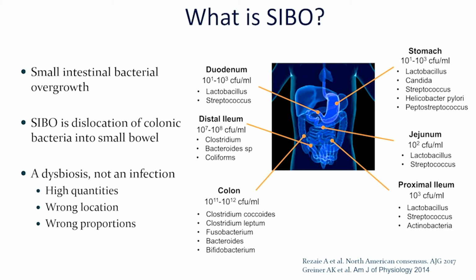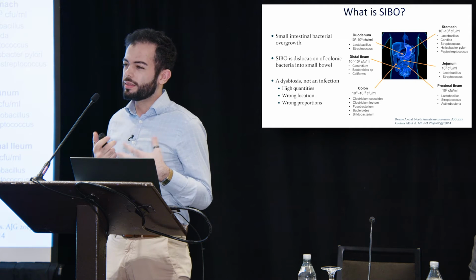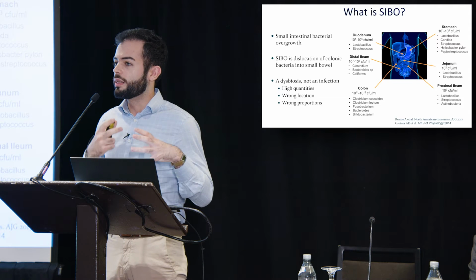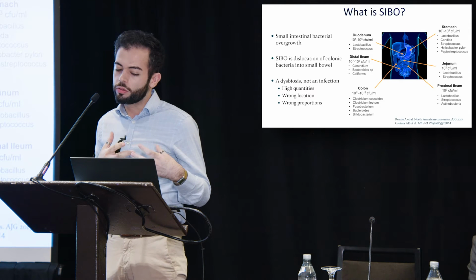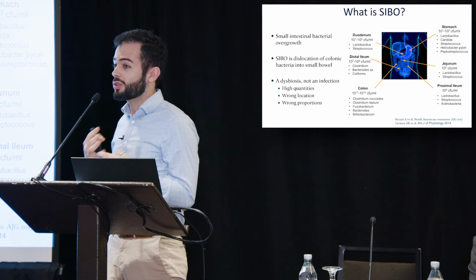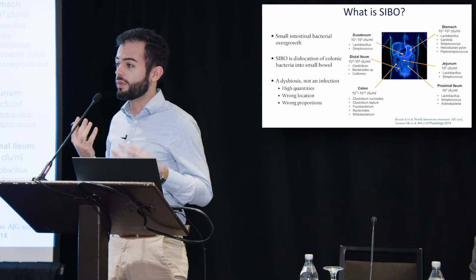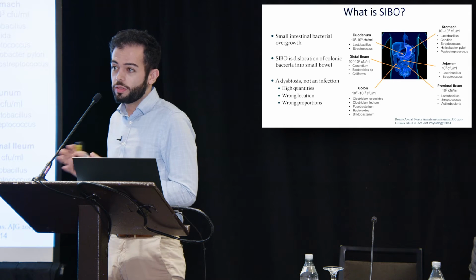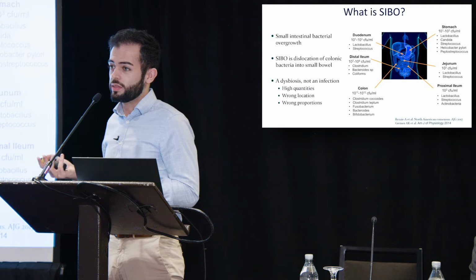So what is SIBO? SIBO stands for small intestinal bacterial overgrowth. It's the dislocation of the bacteria from the colon, where they normally should exist in high concentrations, and they migrate up towards the small intestine. In reality, what I would like to highlight is that it's not really an infection. When you get food poisoning, get salmonella, that's an infection. The bug is sort of maybe trying to hurt you. In SIBO, the bugs are not trying to hurt you. They're not secreting a specific toxin that's mediating the symptoms. They're just trying to grow in and of themselves, but coincidentally, they cause symptoms.